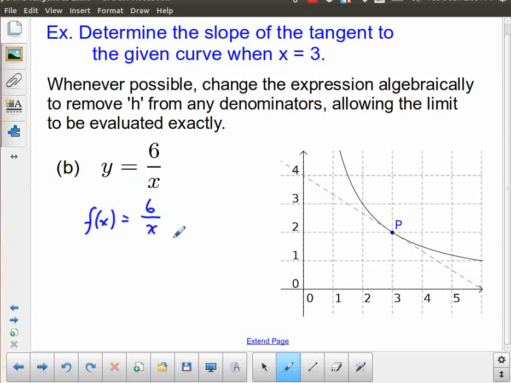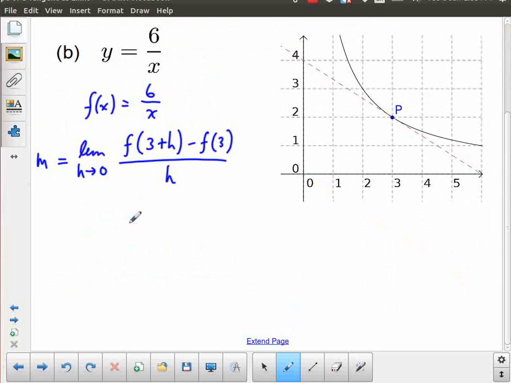So once again, just to remind you, this is f of x is equal to 6 over x. So my slope is equal to the limit as h approaches 0 of f of, and now this would be a, but we know that's 3 plus h, minus f of a, but we know a is equal to 3, divided by h.